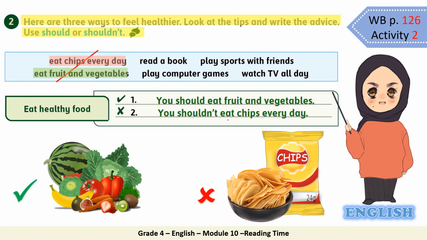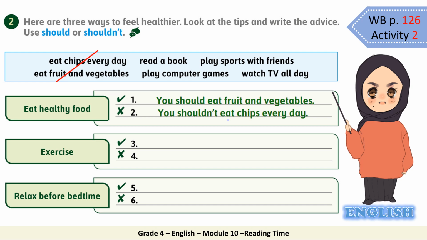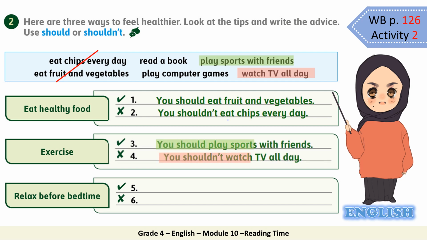Welcome back. Let's write some tips and give advice about exercise. The activity play sports with friends is the right thing to do, and we use the word should with this activity. The activity watch TV all day is actually not helpful for exercise, so we use the word shouldn't. My sentences would be, you should play sports with friends, and you shouldn't watch TV all day.